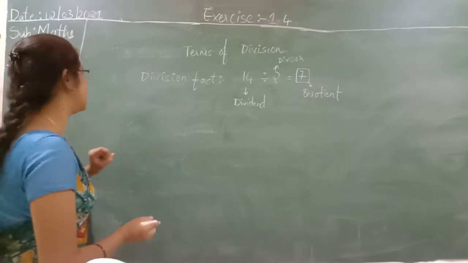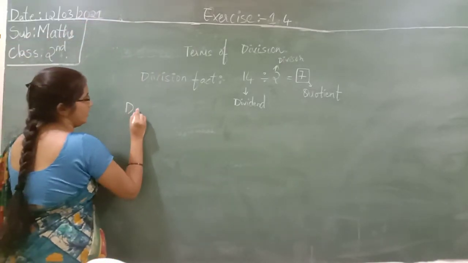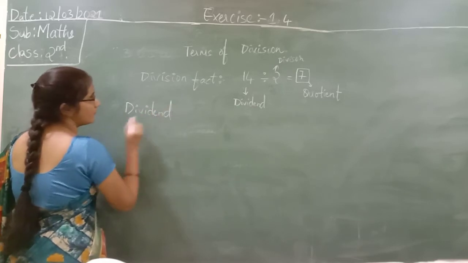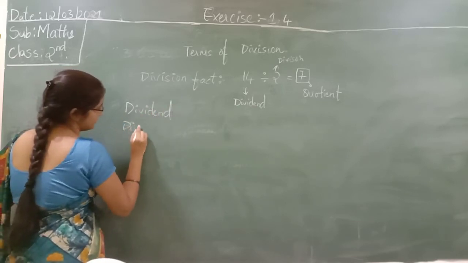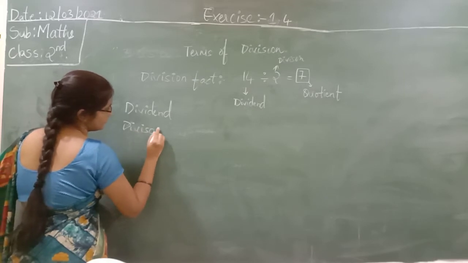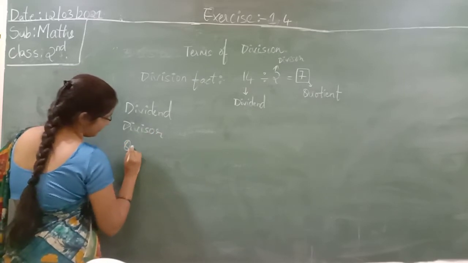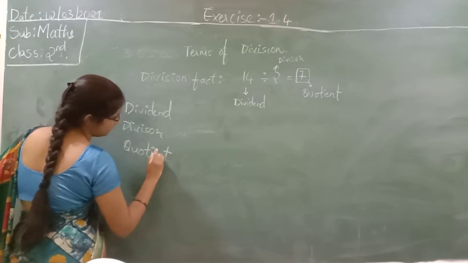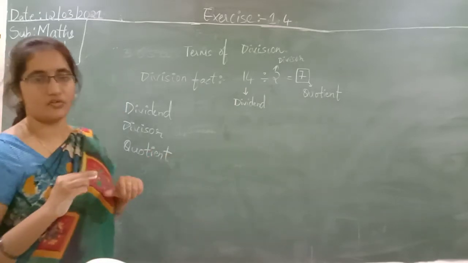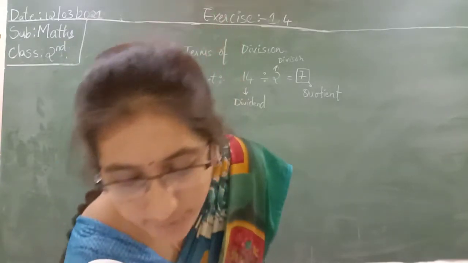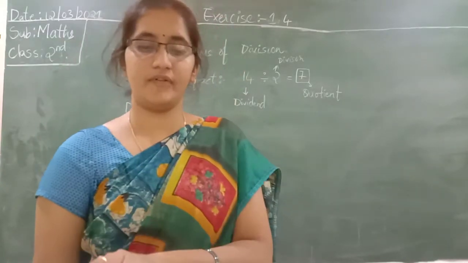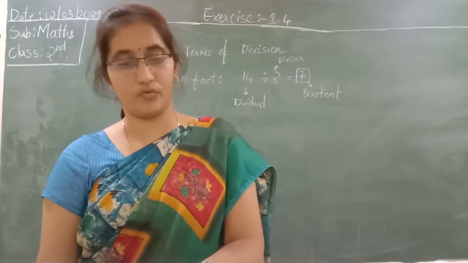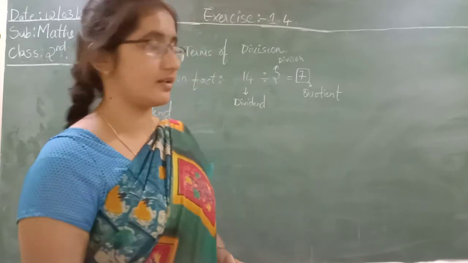So you have to remember these terms. What are the terms? Dividend, divisor, and quotient. And another one: when the given number cannot be divided equally and something is left over, it is called the remainder.